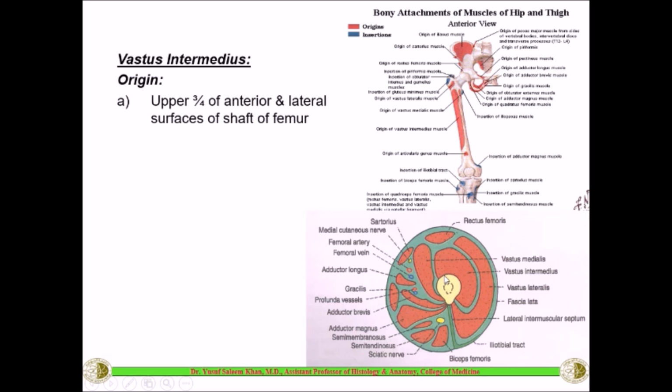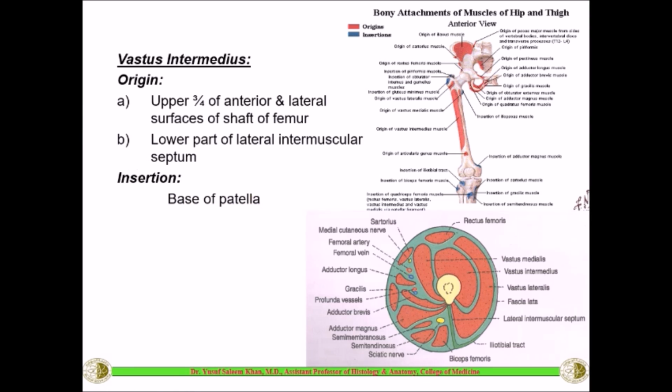If you see this picture of the cross section of the thigh, you can appreciate this is the femur. So you can see here, this is the vastus intermedius. It has a big origin from the anterior surface as well as the lateral surface. Okay, so that's what has been said here. This is the anterior surface and this is the lateral surface. So this vastus intermedius takes origin from the upper 3/4 of the anterior and lateral surface of the shaft of the femur. If you can see here, below, 1/4 is deficient. Okay. This also takes origin from the lower part of the lateral intermuscular septum. If you can see here, this is the lateral intermuscular septum. It also takes some of the fibers from the lateral intermuscular septum.